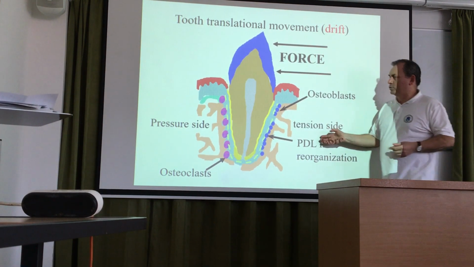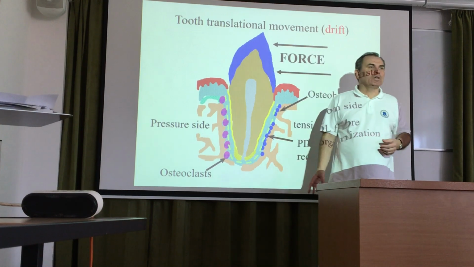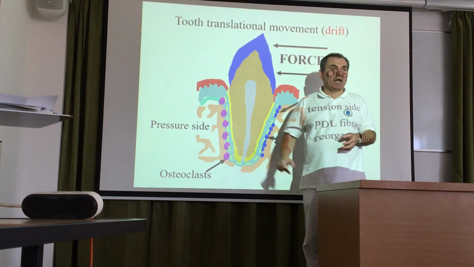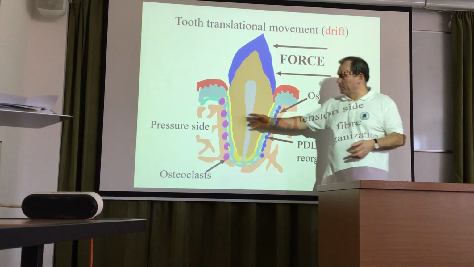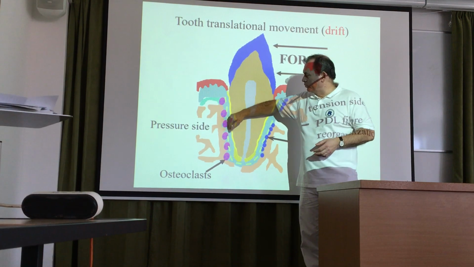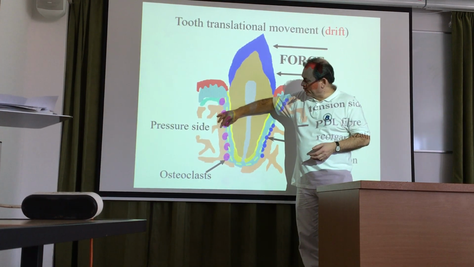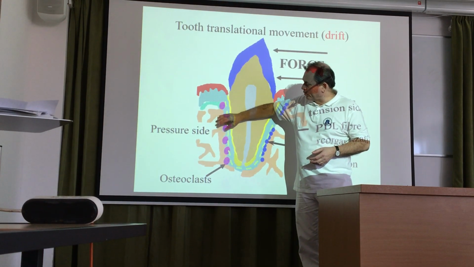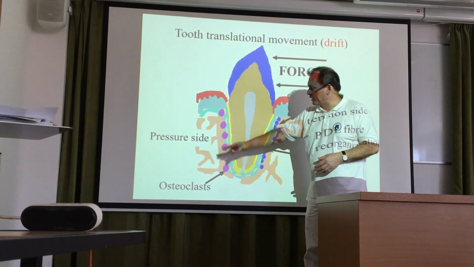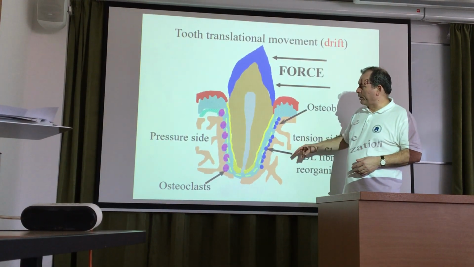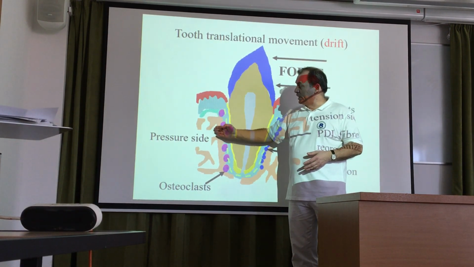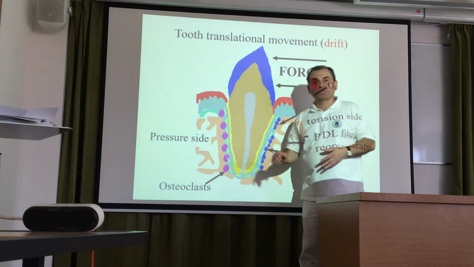So when the periodontium is pressed, you will see blocking of the vessels inside, so the blood supply is reduced, and you will see thinning of the periodontal membrane on the pressure side, and widening of the periodontal membrane on the tension side, and on the pressure side, the bone is resorbed.